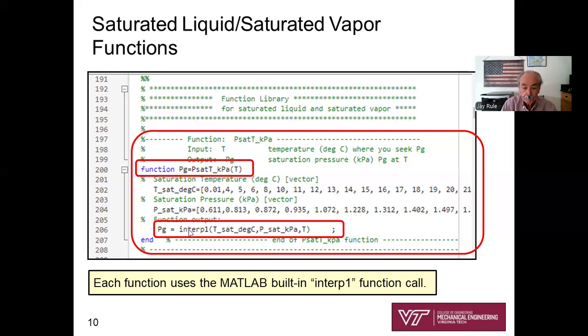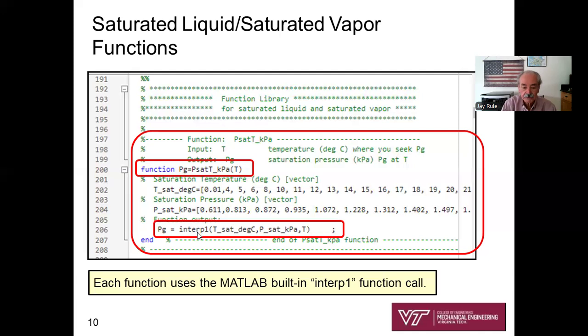We're going to use the MATLAB built-in function interp1, and then our inputs into that interp1. Here's our X vector, that's T saturation. Our Y vector, P saturation, and our input variable X, which is T, temperature, that's coming in from the body of the MATLAB program, in our case, the demo program, okay? I hope that makes sense. Let me repeat. This is the output variable Pg. So there it is right there, okay?